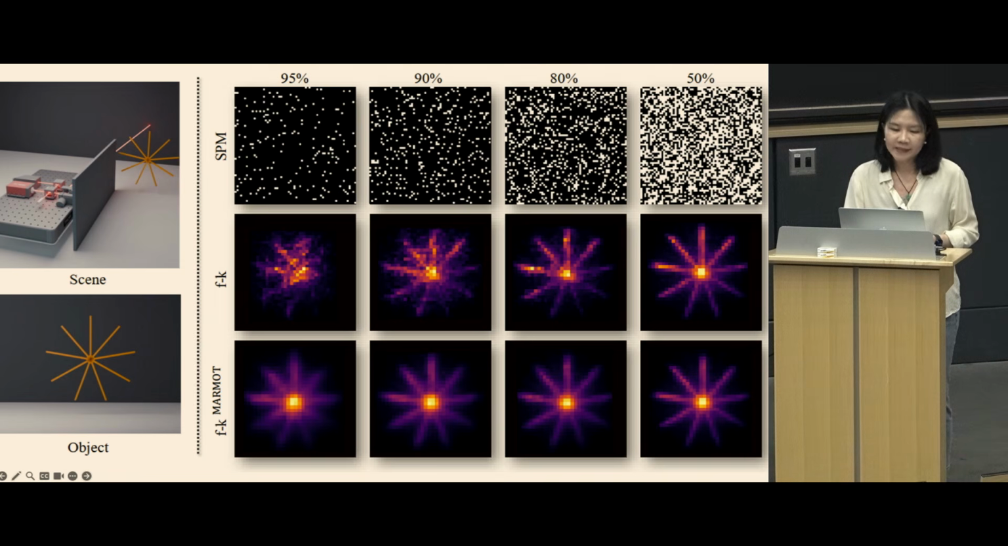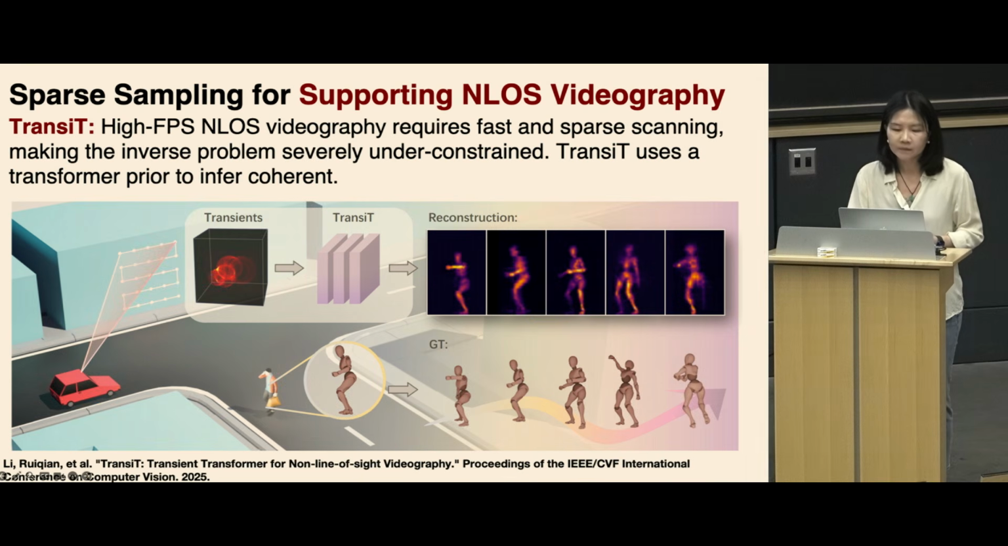So here we scan only a sparse subset of measurements. As the masking ratio increases, direct reconstruction becomes noisy and fragmented. But with MARMOTS, even if 98% of measurements are masked, the recovered shape remains nearly as clean and complete.